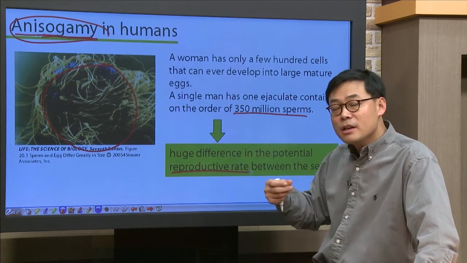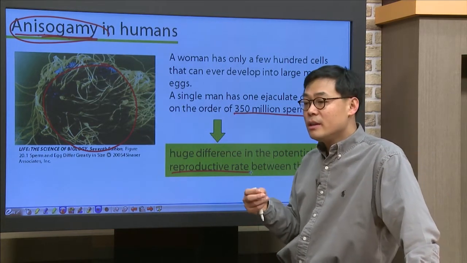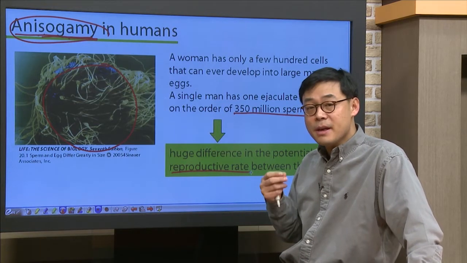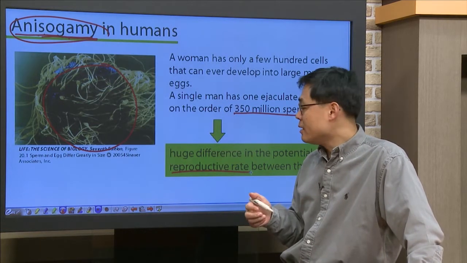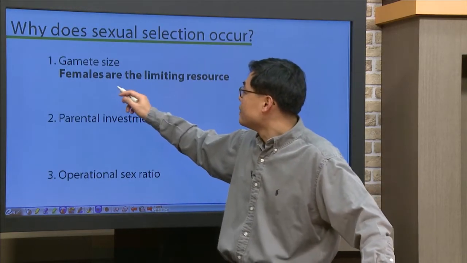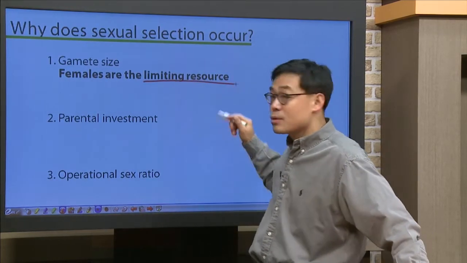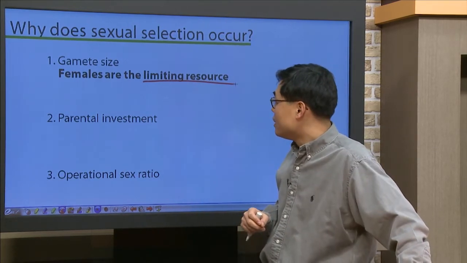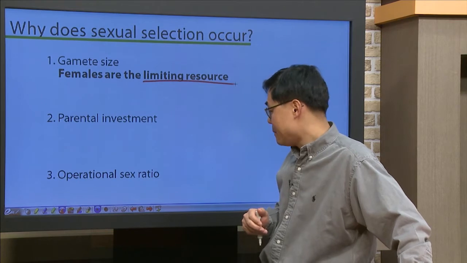And the females contribute a lot more in the formation of the gametes. The female gametes cost a lot more than the male gametes. So if you look at gamete size, the females are the limiting resource because they contribute a lot more to the production of the gametes.